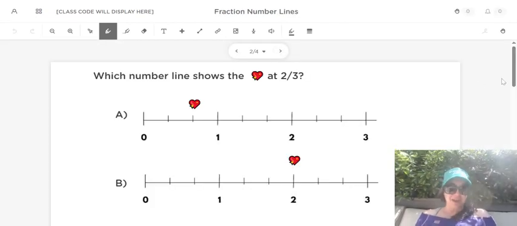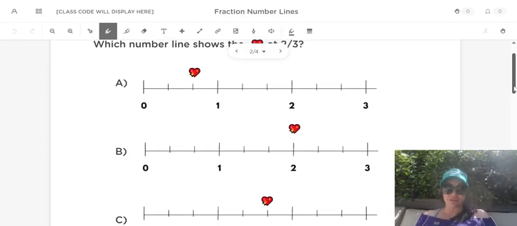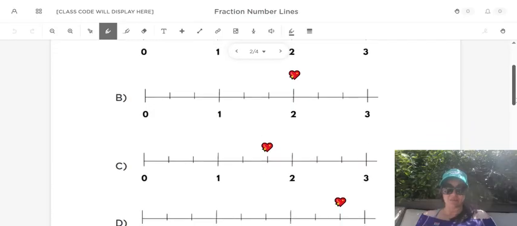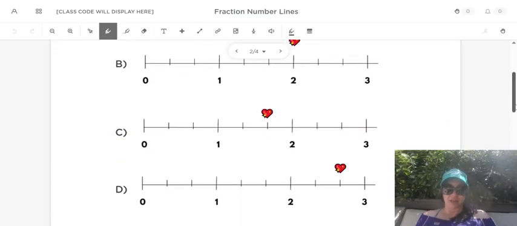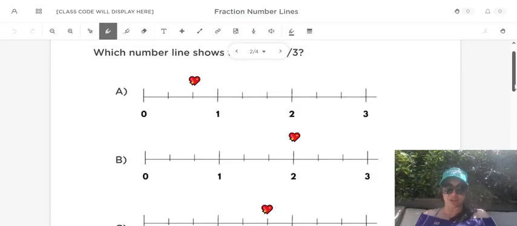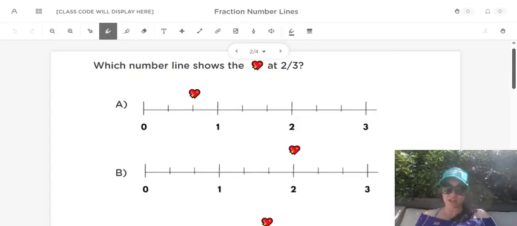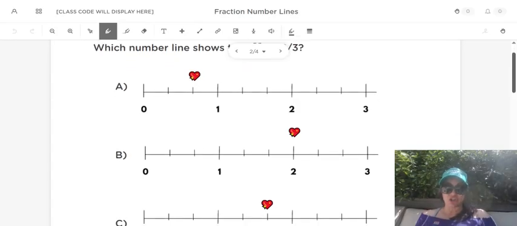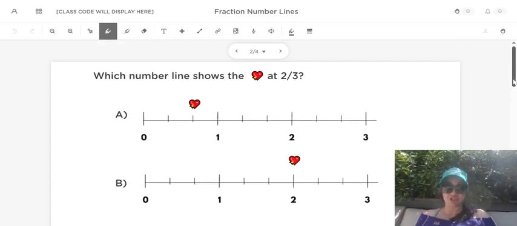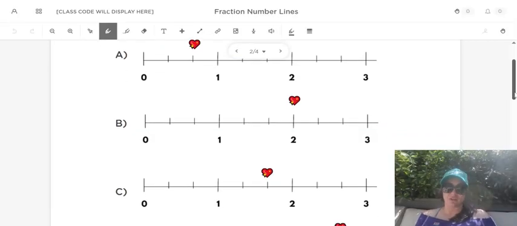All right, here we go. So my next question is, which number line shows the heart at 2/3? So I'm going to scroll down these. I wish I could get this all in one page, but I can't. Okay, so I'm going to give you guys a moment to look at this and decide and write on your dry erase boards which number line shows the heart at 2/3. You only have to write the letter. If you want to draw the number line, you can totally draw the number line.